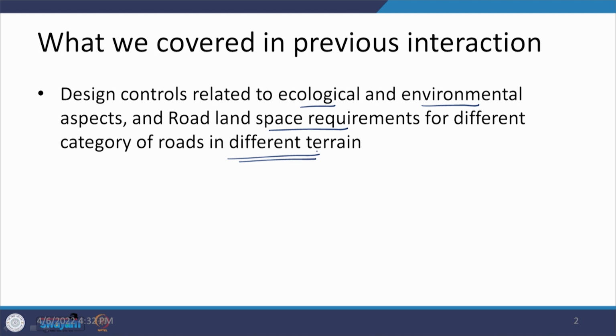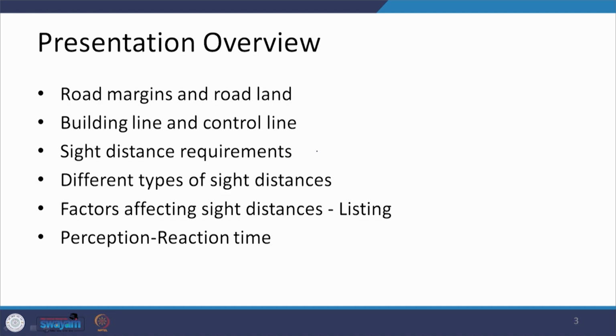So, once we have an idea about this, now let us move forward and see what are the other things which are related with the space requirements. We will discuss that before we move into the space requirements for the side distances. Two of the things which we are going to talk about in that direction are road margins and road land, as well as the building line and the control line.